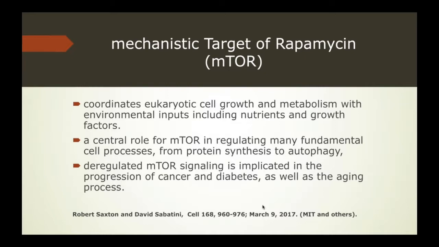mTOR is also deregulated so that signaling coming out of mTOR can be implicated in the progression of cancer and diabetes. And these are not things that we're saying, but we have reviewed the literature, and we've seen that mTOR, if it's affected, affects not only how we progress in cancer and diabetes, but also in aging. The most important paper that you might want to have available and read about is from Robert Saxton and David Sabatini, that was written in the Journal of Cell in March 9, 2017. Saxton and Sabatini are from MIT and other institutions, and they are very reputable, and it's a paper that you should have over the next few weeks.